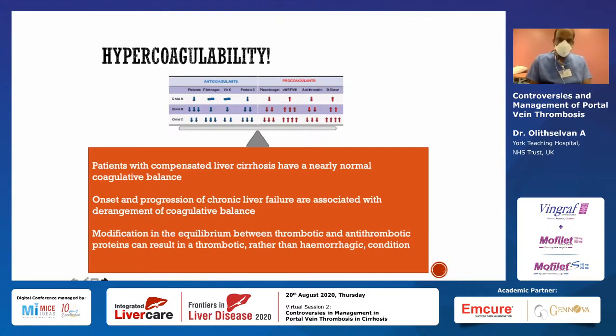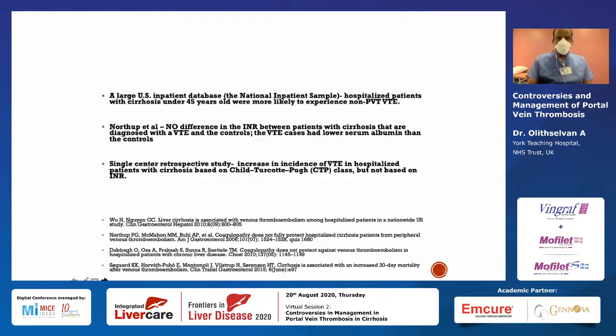but in late stages, when the patient has worsening liver failure, acute on chronic liver failure, sepsis, multi-organ dysfunction, renal failure, then this doesn't hold true. Then the patient becomes coagulopathic and bleeds more.